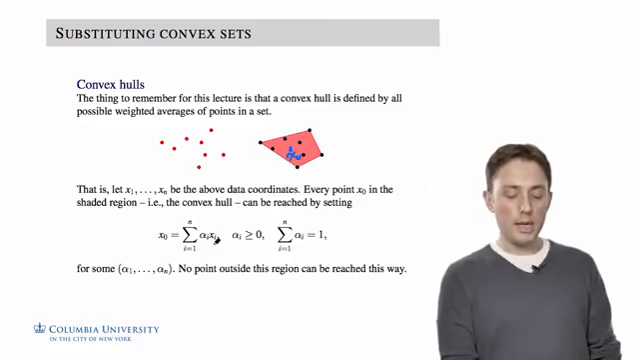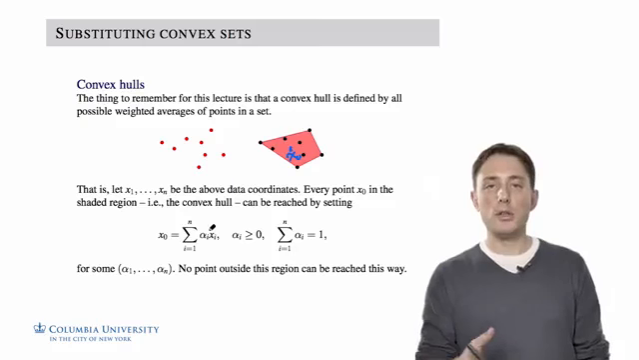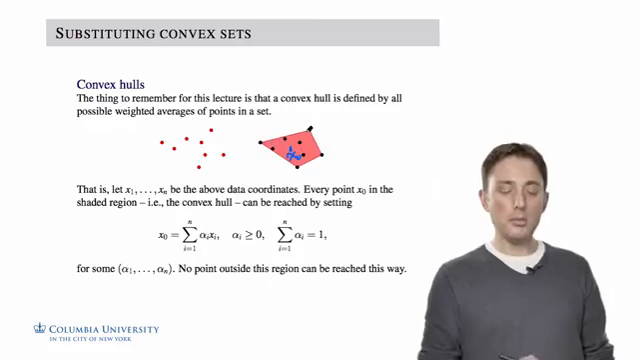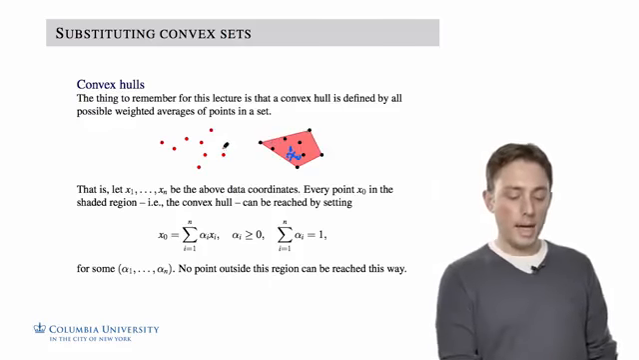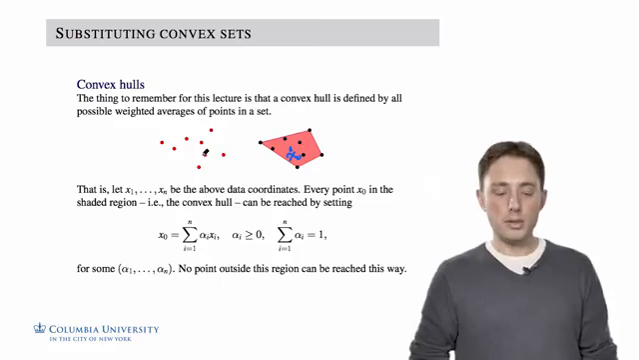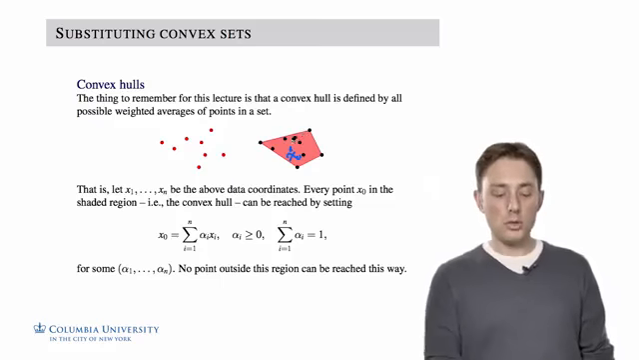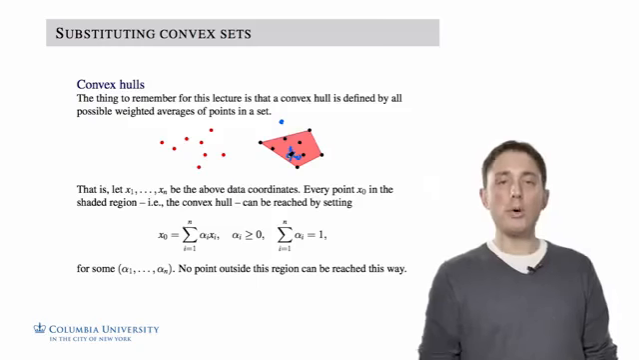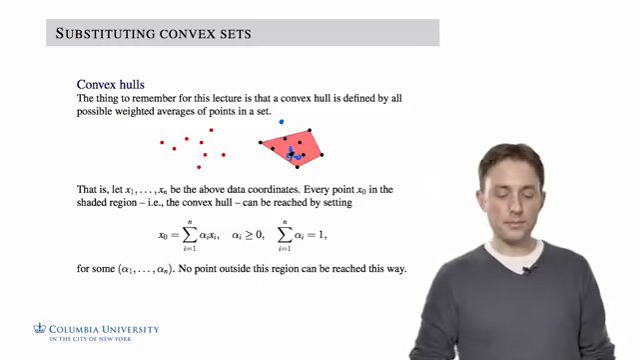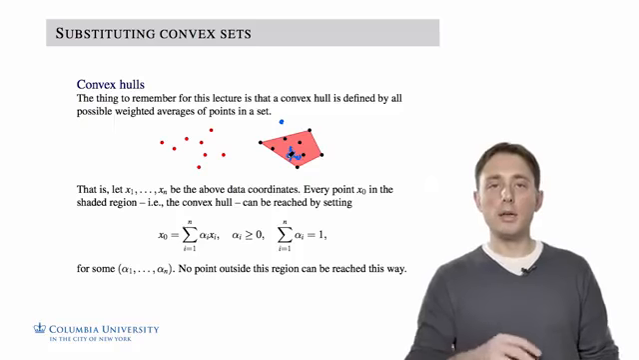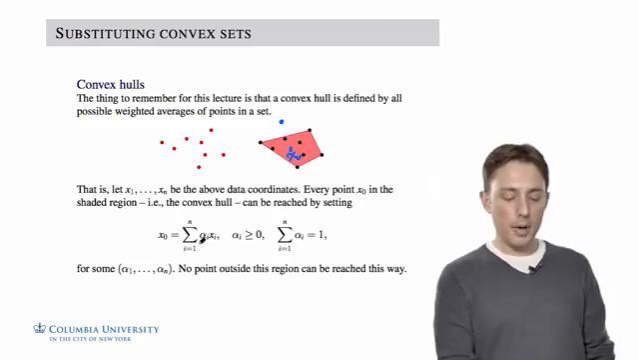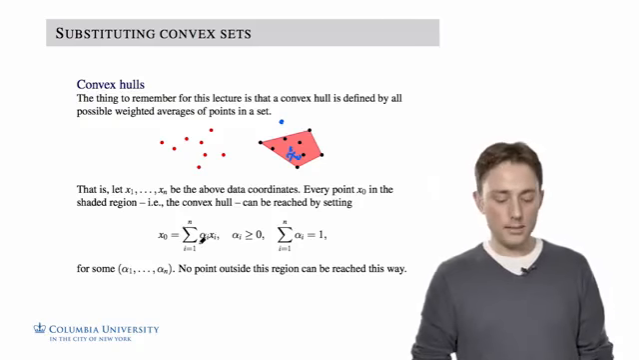Then x naught can be represented as a weighted combination of points in the data set. So every point that can be reached by taking a weighted combination of all of these data points forms the convex hull, this shaded region. Any point outside of this convex hull cannot be reached by taking a weighted average of all of the points in the data set. So that's how we can define mathematically the convex hull of a data set. It's every single point that we can get by taking a weighted average of the data.